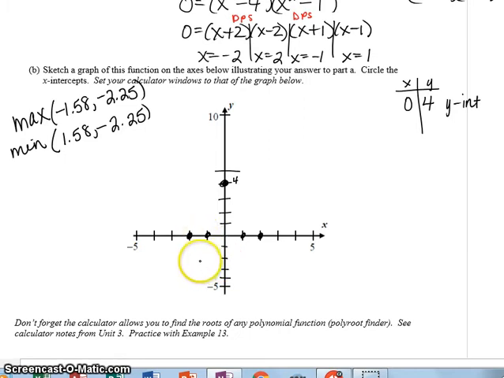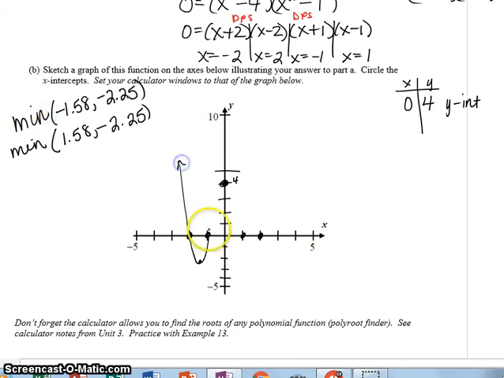Okay, so it's going to be right around here. Okay, so this has a little turning point right there. There's your minimum. Oh, sorry guys, that's not a max, that's a min. It has 2 minimums.